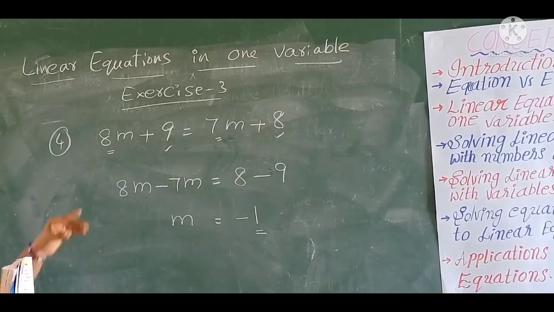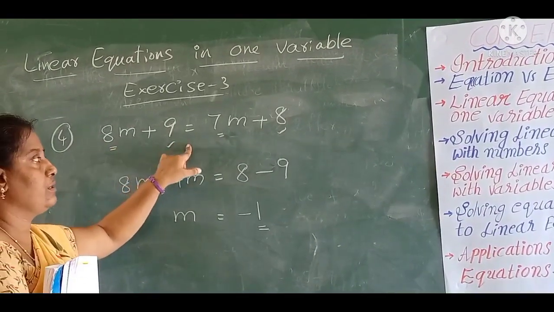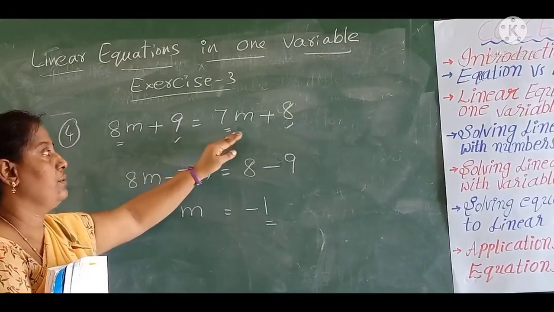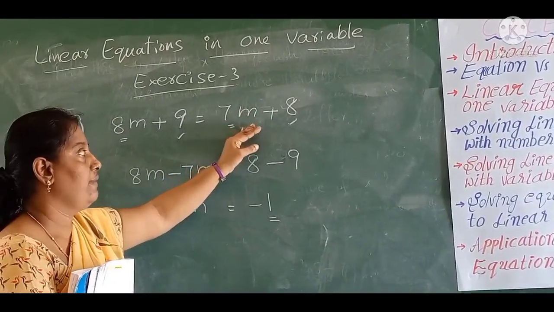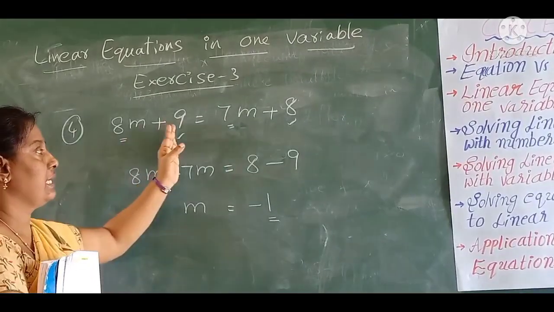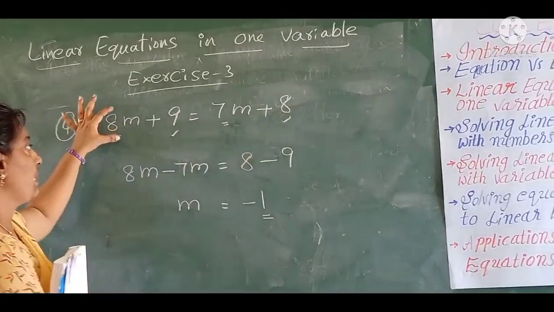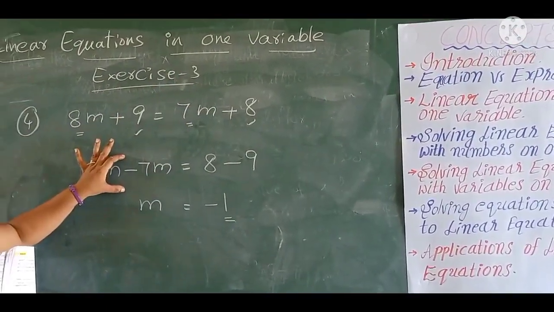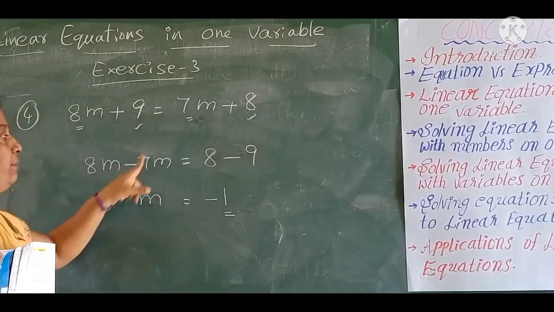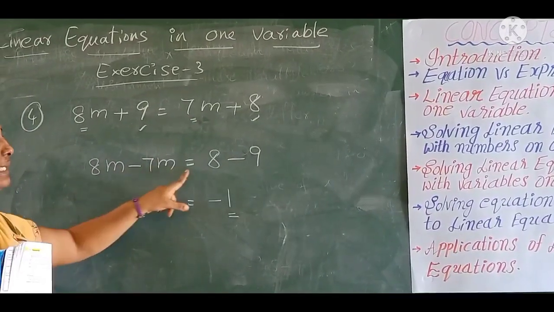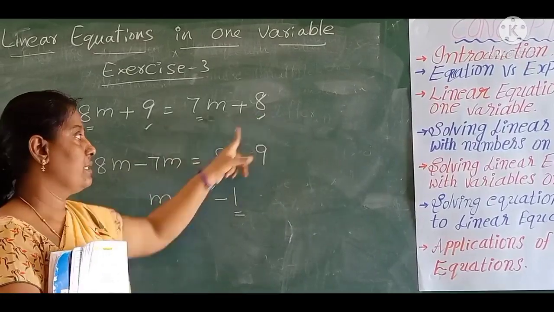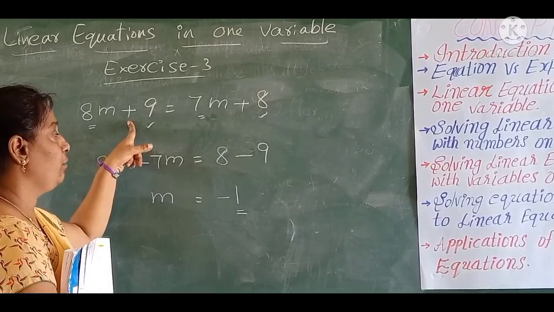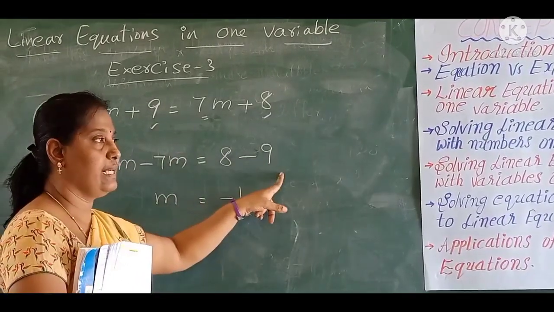Once again I am telling, 8m plus 9 is equal to 7m plus 8. We have to solve these types of questions. We have to move all the variables to the left hand side, constants to the right hand side. So variables are 8m and, on the right hand side, 7m. Moving to the left hand side, positive 7m will become minus 7m is equal to, right hand side already the constant is there, 8. The left hand side constant is plus 9. Moving to the right side, it will become minus 9.